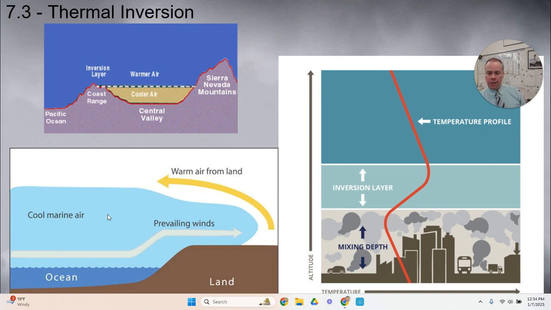It also happens in areas along the oceans, where you have a cool breeze coming in from the ocean, which can form underneath, and then warm air from the land can get lifted up over it. This is another situation that can form a temperature inversion and trap those pollutants.